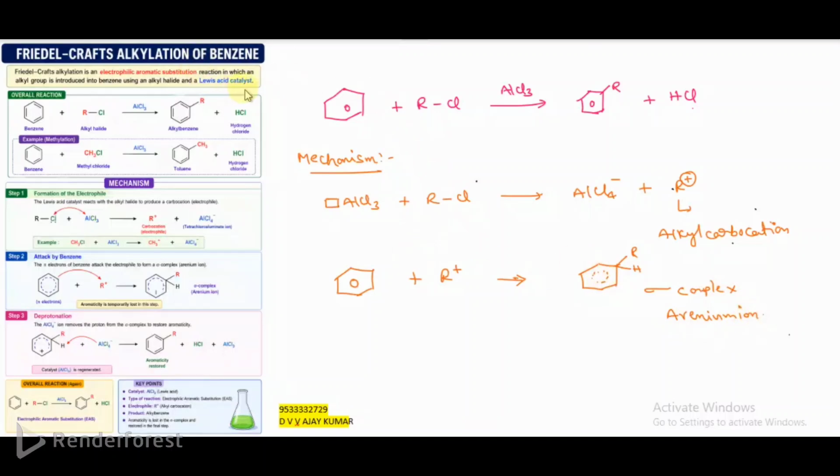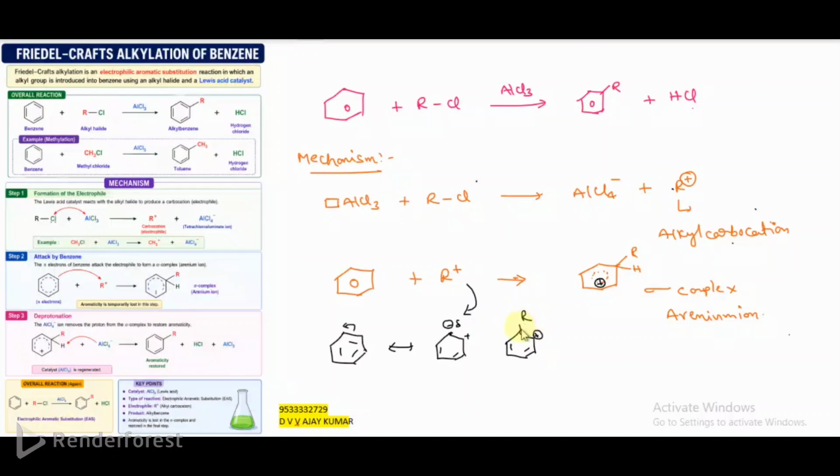How is this sigma complex formed? Let us see. Here the benzene has 3 alternate pi bonds. Now the pi bond shifts to one of the carbons, forming a negative charge here and a partial positive charge there, and these are the 2 pi bonds. Now this R plus attacks at the negative end here. So the R plus has attacked, and now this plus is there. That is called the arenium ion.